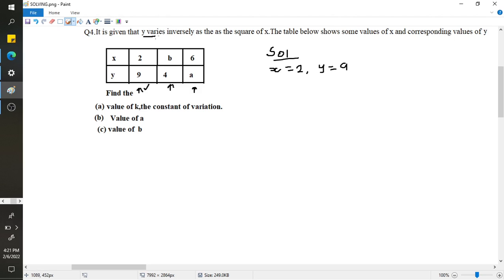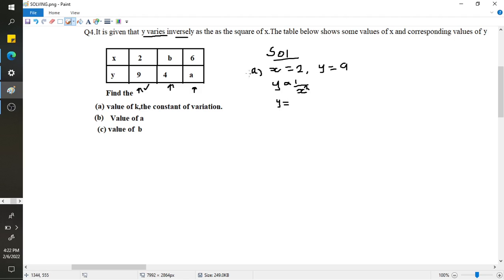We are told y varies inversely, those are keywords, as the square of x. So we have y varies. Now the variation is inversely, so inversely as the square of x. So square of x, right? So this is what we have, that's x squared. So we can introduce the constant of variation.